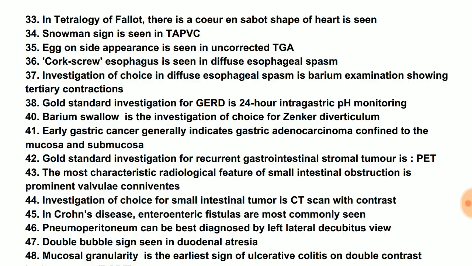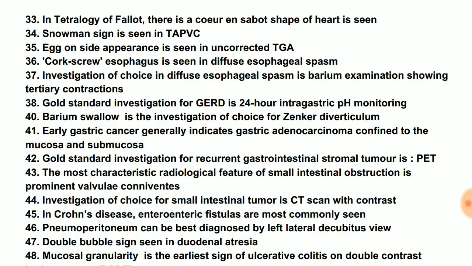In tetralogy of Fallot, you see a coeur en sabot, that is a boot shaped heart. Snowman sign is seen in TAPVC. Egg-on-side appearance is seen in uncorrected TGA. Just remember, TAPVC is like a snowman.